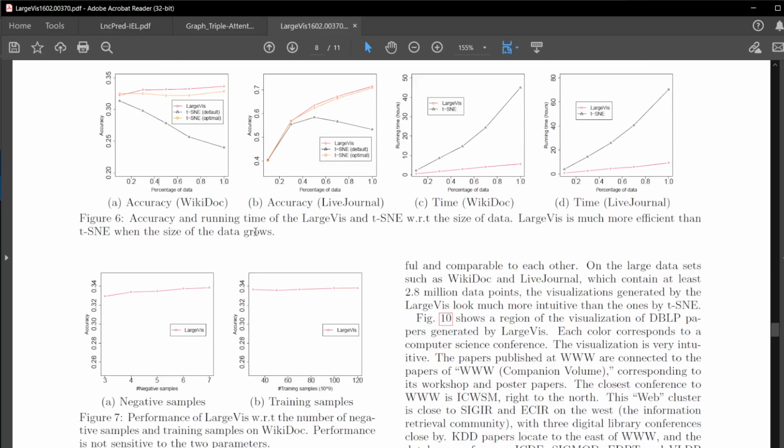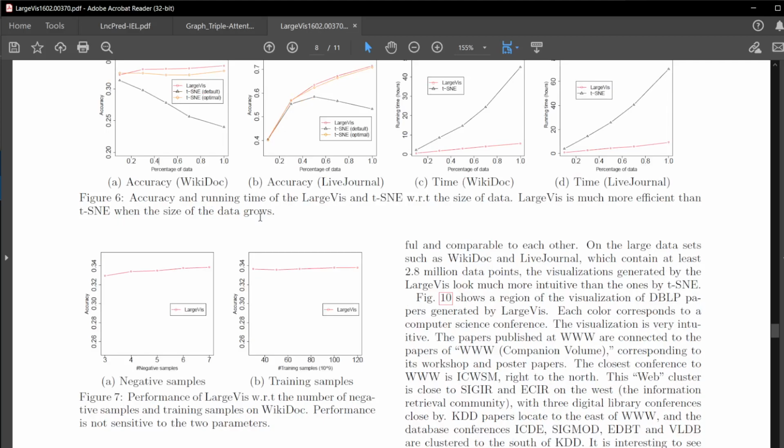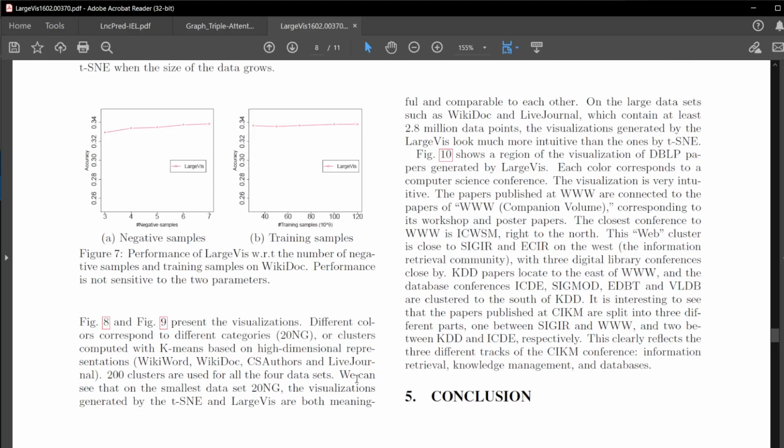Accuracy of LargeVis with respect to the number of negative samples and training samples, in units of 10 to the power of 9. Figure 7, performance of LargeVis with respect to the number of negative samples and training samples on Wikidoc. Performance is not sensitive to the two parameters.